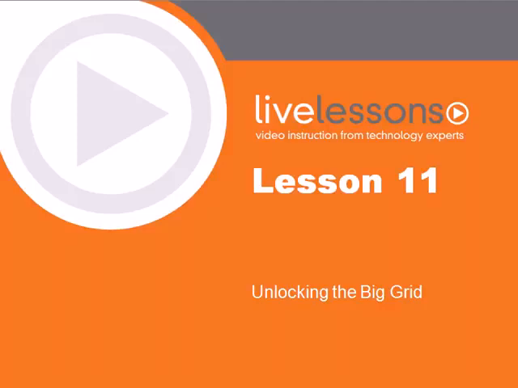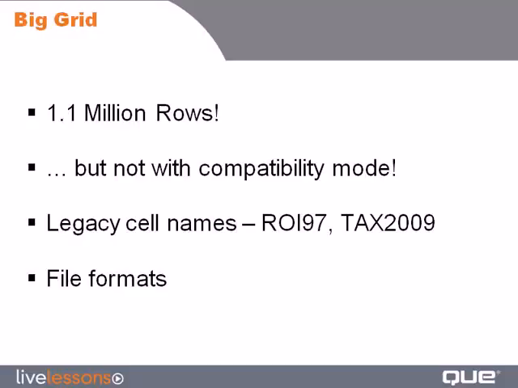Lesson 11, Unlocking the Big Grid. Well, the big news in Excel 2007 is we now have 1.1 million rows on each worksheet. But as soon as you open one of your old Excel files, you're going to discover that you're in something called compatibility mode with only 65,000 rows.